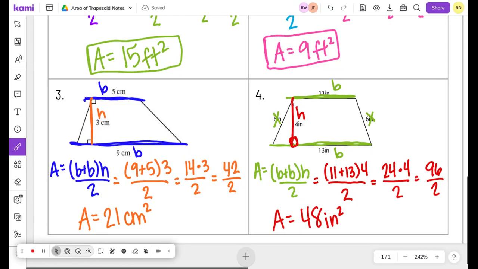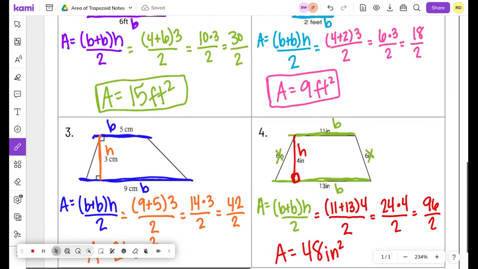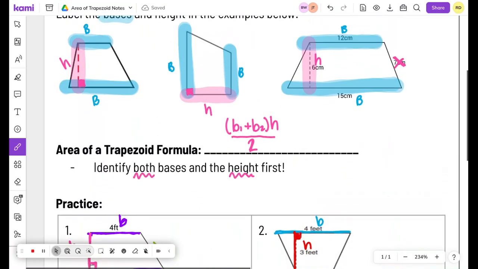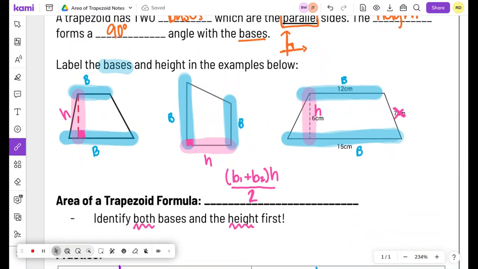Now, the only thing is, with all of the practice here, the base was always the top and bottom numbers. That is not always the case. So just remember, your base has to be the parallel lines. So kind of like up here where we highlighted, in this example, your bases can be the sides as long as they are parallel.